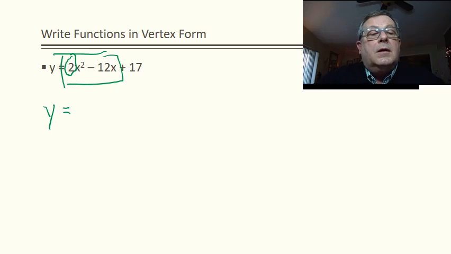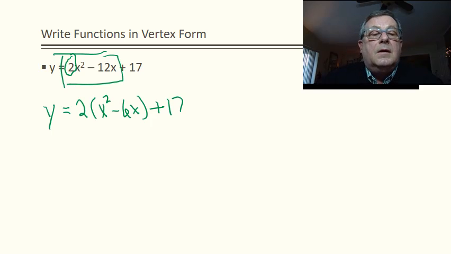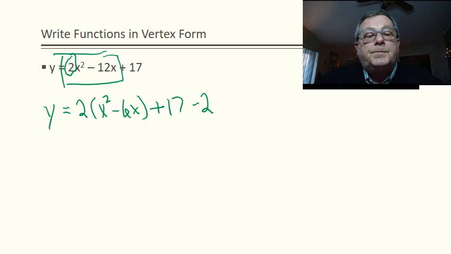equals. Now I'm going to factor out, since I have a coefficient greater than 1, you may remember I've got to get this x squared, the variable squared, to just a coefficient of 1. So I'm going to have 2 times (x squared minus 6x) plus 17. Since I divided here, I'm going to end up multiplying here, but I'm going to put a placeholder here, negative 2.